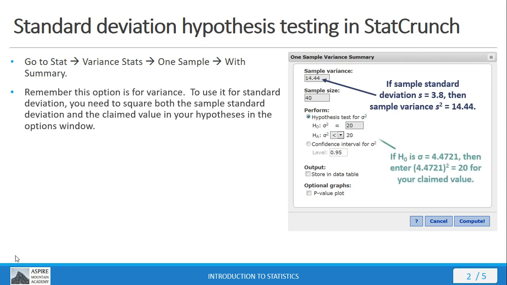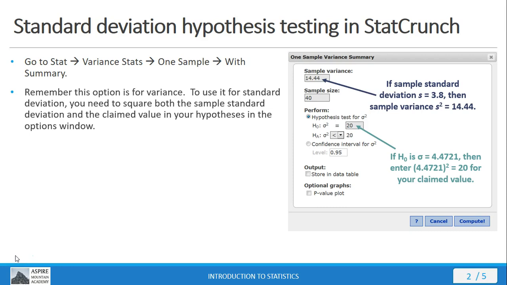Sample size is what comes next. Make sure you put the sample size in and not degrees of freedom. Remember, you have to square your claimed value also for your hypothesis test. So if you're running a hypothesis test on the standard deviation, you've got to square that claimed value to put here in StatCrunch in order to get the right test statistic value out. So make sure you pay attention to that as well.